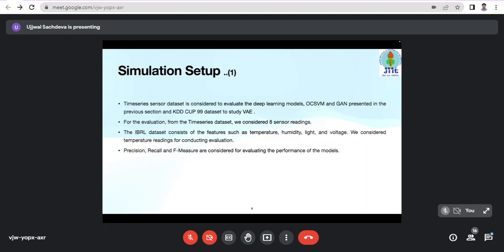Now let me share the simulation setup for our research. A time series sensor dataset is considered to evaluate the deep learning models OCSVM and GAN presented in the previous section, and the KDD Cup 99 dataset was used to study variational autoencoders. For the evaluation from the time series dataset, we considered 8 sensor readings.